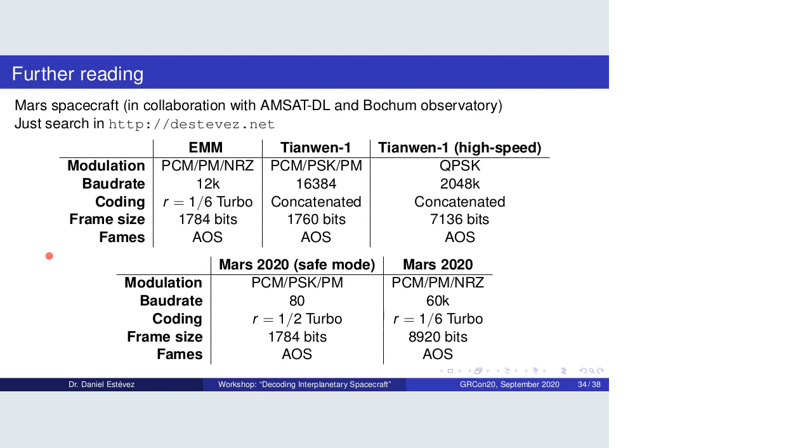And in collaboration with Paul Marsh, with other radio amateurs, with AMSAT-DL, the Radio Amateur Satellite Association, and Bochum Observatory, where they have a 20-meter antenna, which is really good to receive these weak signals, we have been able to do this kind of GNU Radio decoder work for all of these spacecraft, all of these signals.